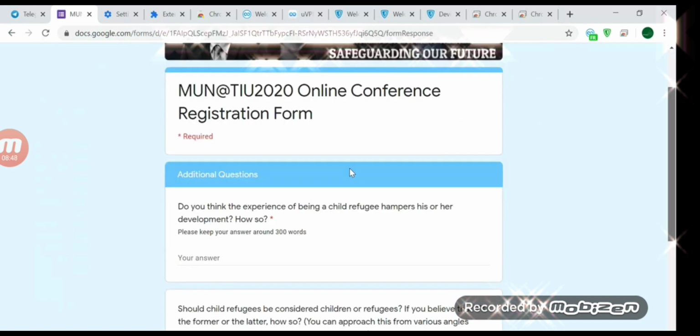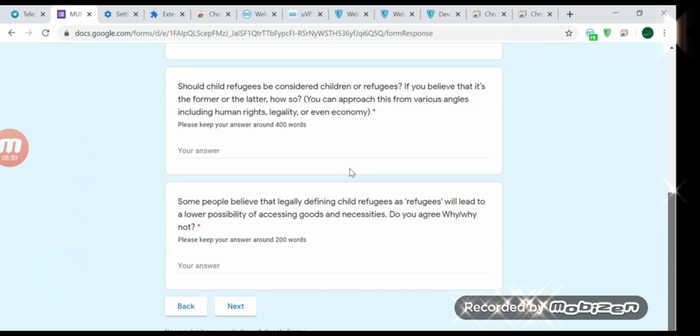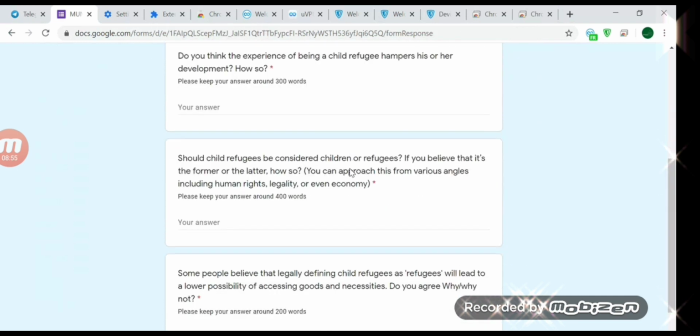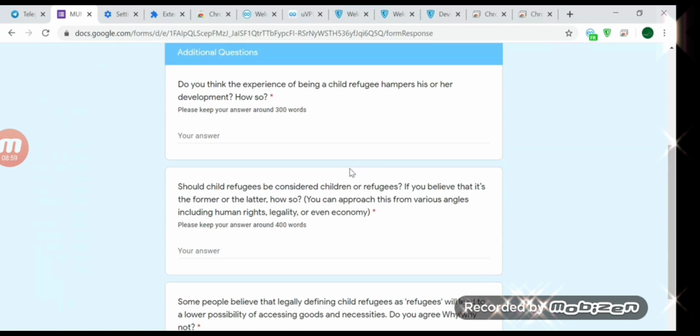And we are waiting for this, and apparently they have some more essays to write. I wonder why they have so many essays? That's probably because it's a very prestigious conference. So the first thing they ask for is, do you think this experience of being a child refugee hampers his or her development? How so?